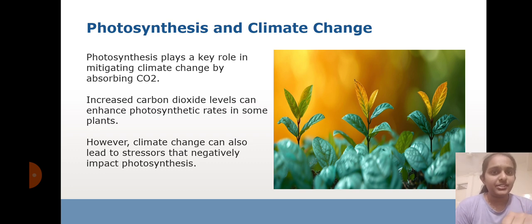Photosynthesis and climate change. Photosynthesis plays a key role in mitigating climate change by absorbing CO2. Increased carbon dioxide levels can enhance photosynthetic rates in some plants. However, climate change can also lead to stresses that negatively impact photosynthesis.